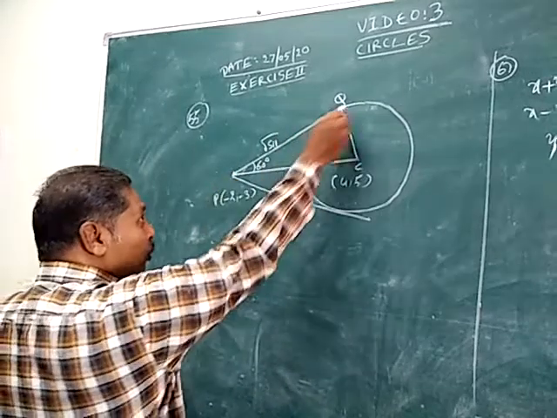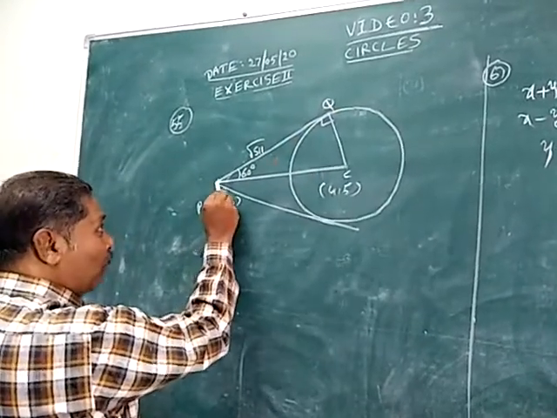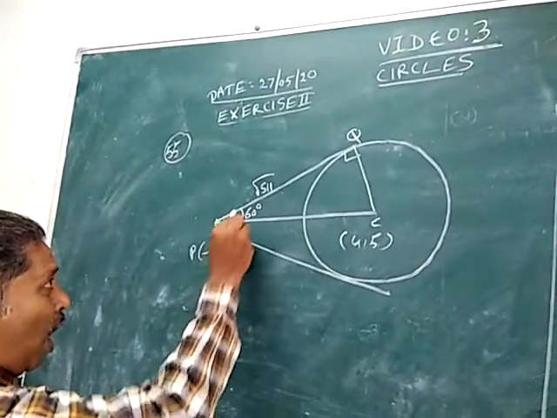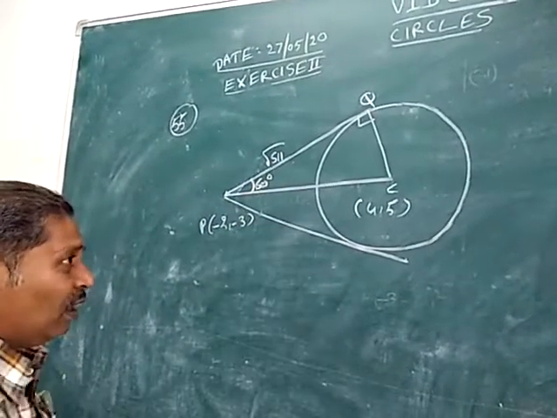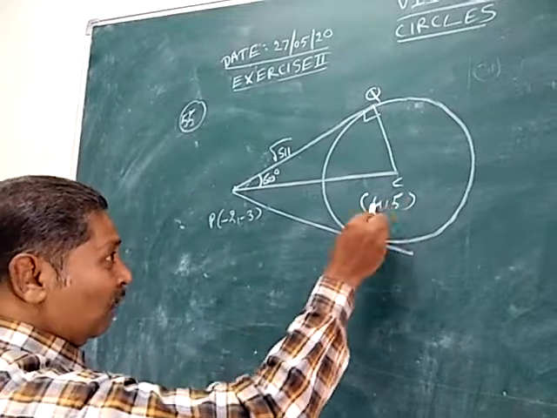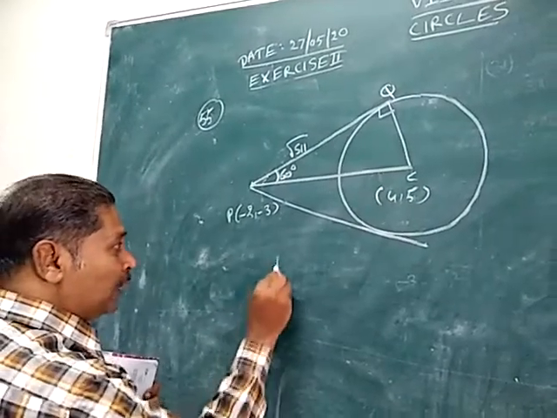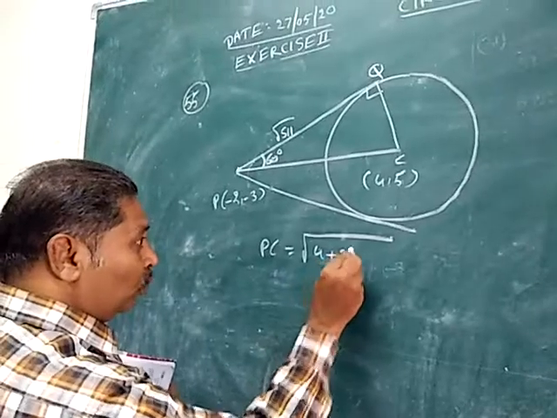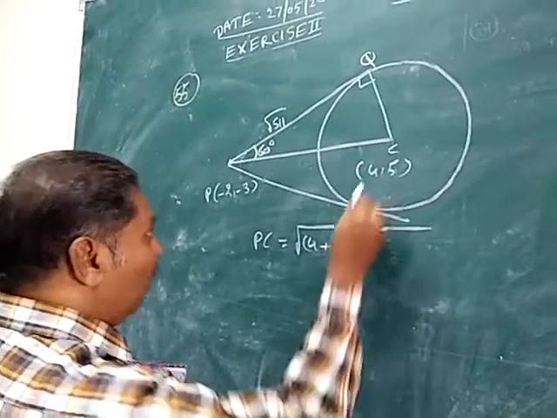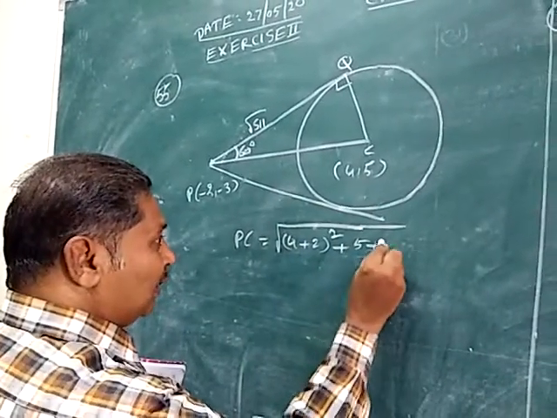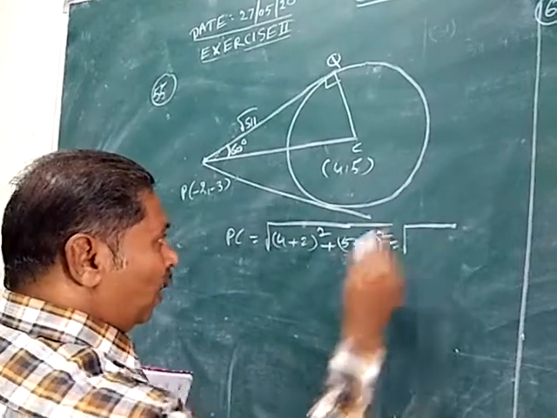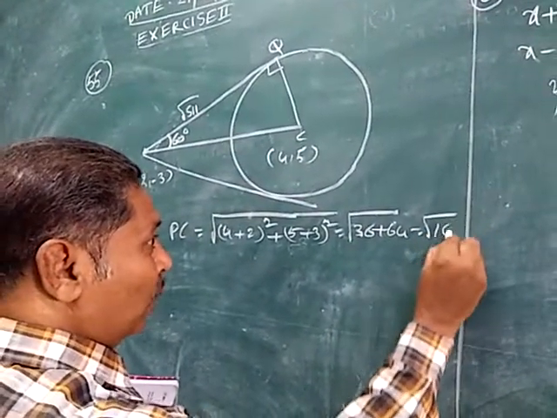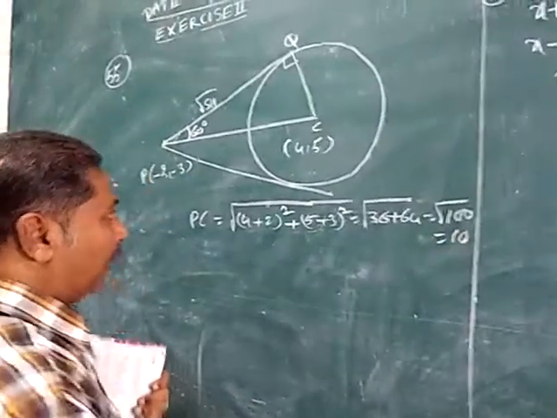From P to the circle, the tangent from P makes an angle of 120 degrees. So the half angle is 60. Given C is (4, 5), the distance between P and C is under root (4 plus 2) whole square plus (5 plus 3) whole square, which is under root 36 plus 64, root 100, equal to 10.